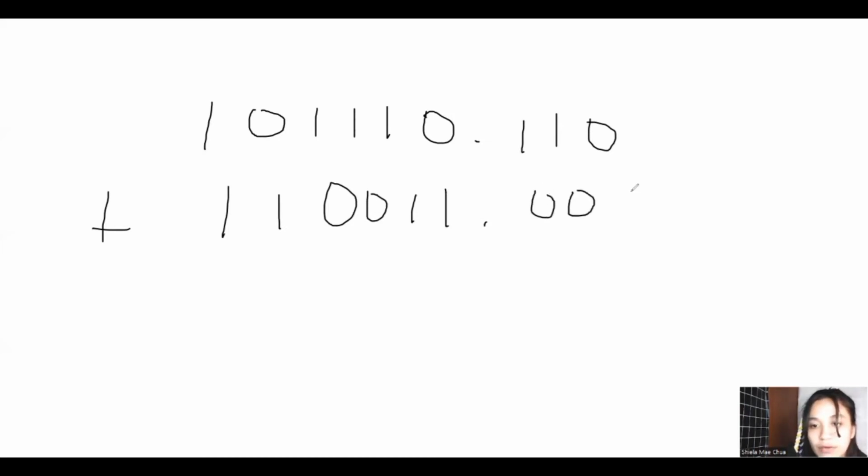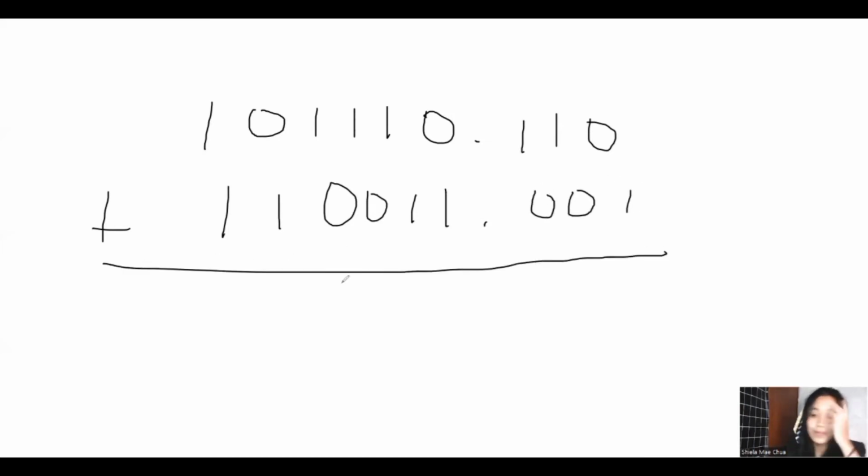Now I will give you some examples on the fractional binary system. Last example, you have 1, 0, 1, 1, 1, 0, binary point 1, 1, 0, plus 1, 1, 0, 0, 1, 1, binary point 0, 0, 1. 0 plus 1 is 1. 1 plus 0 is 1. 1 plus 0 is 1. Copy or bring down the binary point or the radix point.